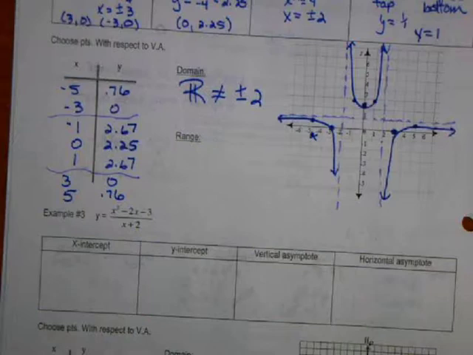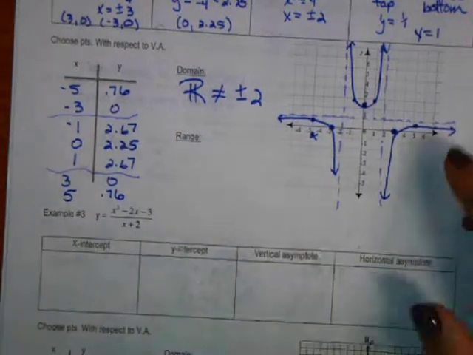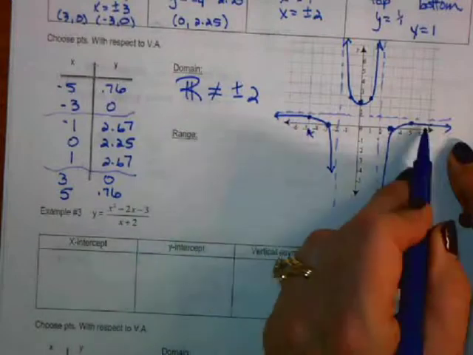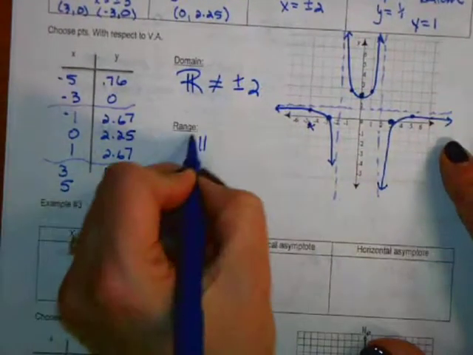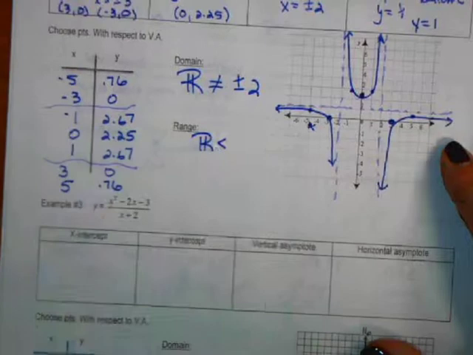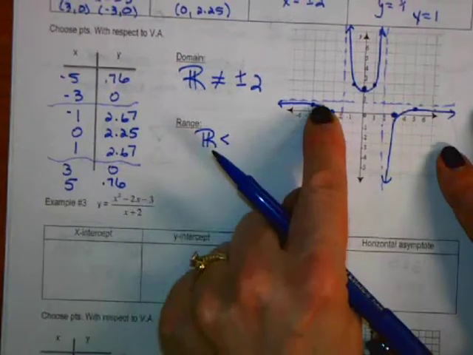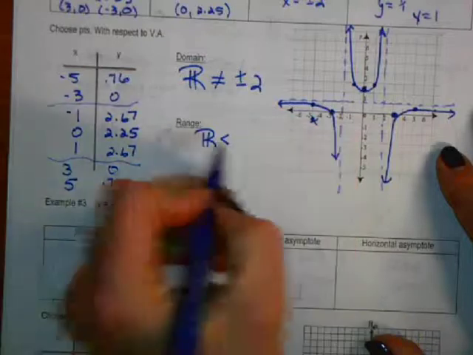Okay, this one's a little tricky. You can tell here that the graph goes up to 1, but it doesn't touch it here. So I'm going to have 2 requirements for my range. It's got to be less than what? 1.